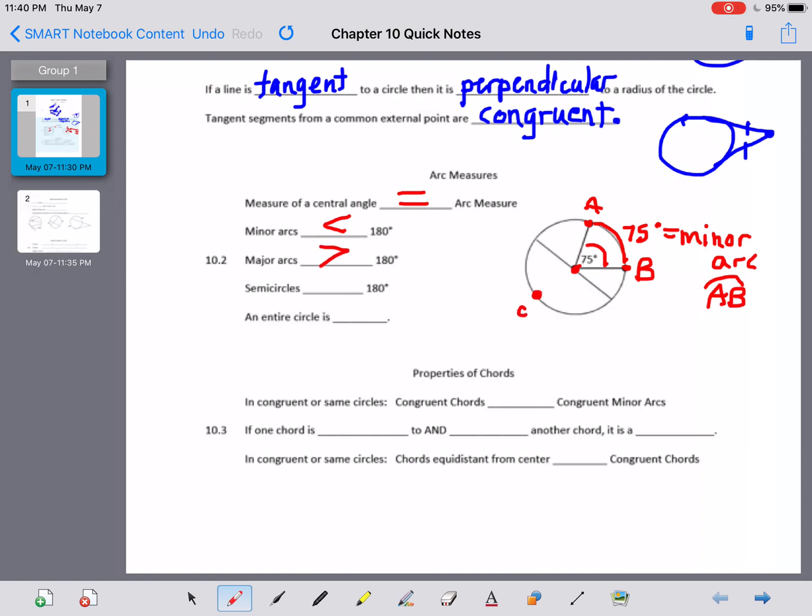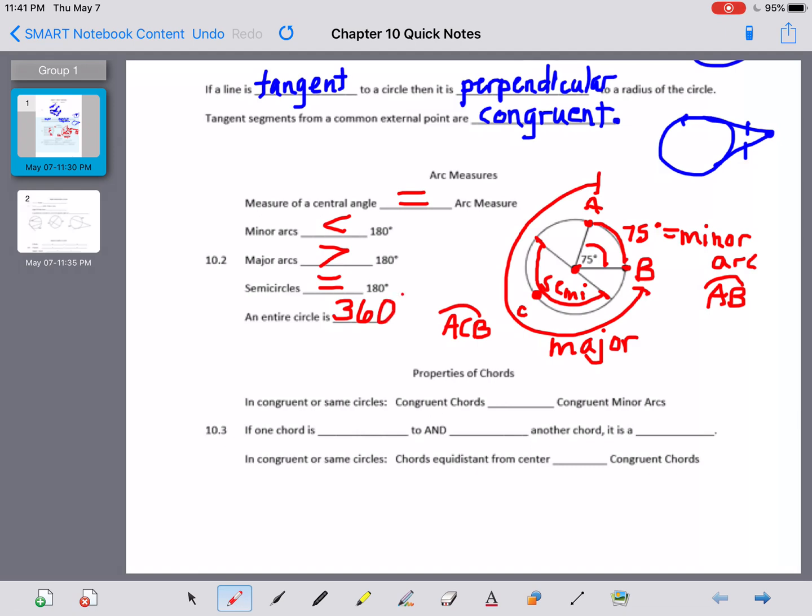So I'm going to put a C over here. If I started with A and I went to C all the way to B, I can call that arc ACB, and I can use 3 letters. That would be a major arc because it's more than 180. And semicircles are exactly 180. If I come inside here, from here to here, this would be a semicircle. Half a circle, semi, that's what it means. It equals 180. And the entire circle we know is 360 degrees. So make sure you remember this whole diameter thing. If you see a diameter and you can make half of it equal 180, that'll help you a lot in solving for different arcs or angles in a circle.